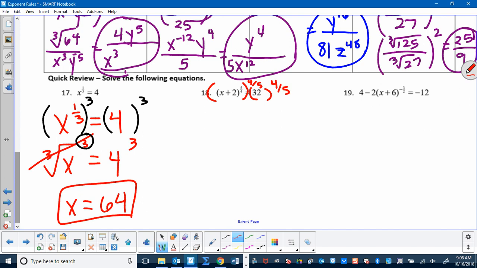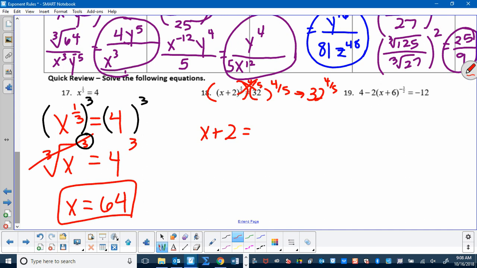Guys, technically, don't write this down. 5/4 times 4/5, what happens? Cancels. Okay, so technically, that's why we're doing this. This will all cancel, and you'll have x plus 2 equals, then you have 32 to the 4/5.